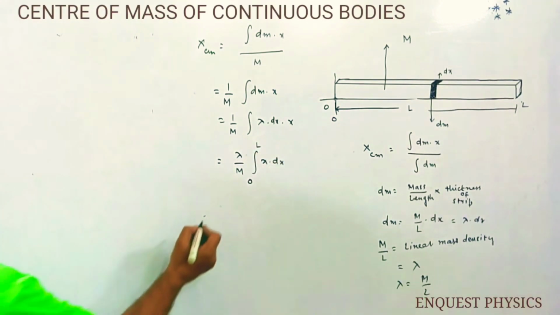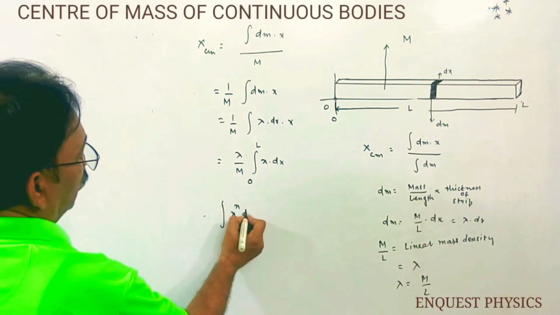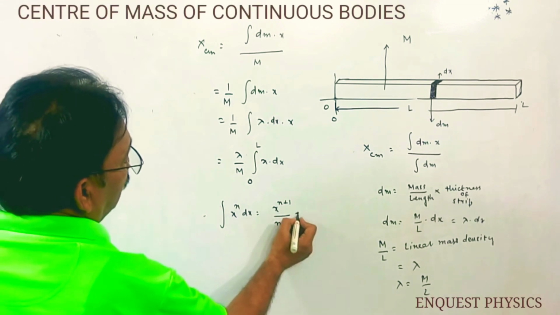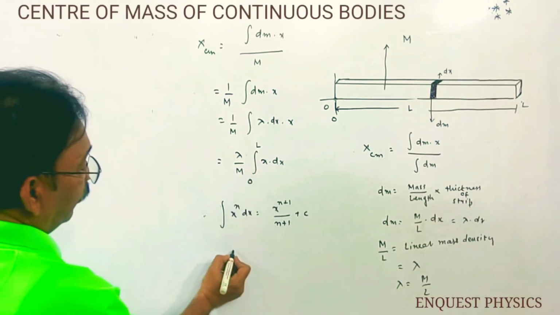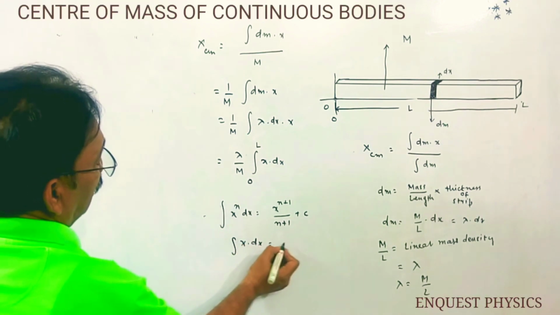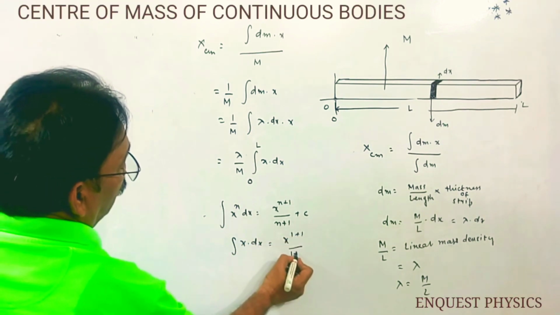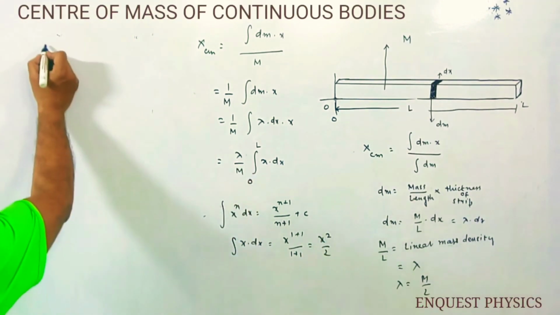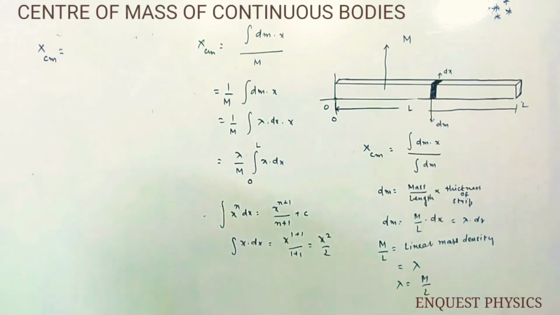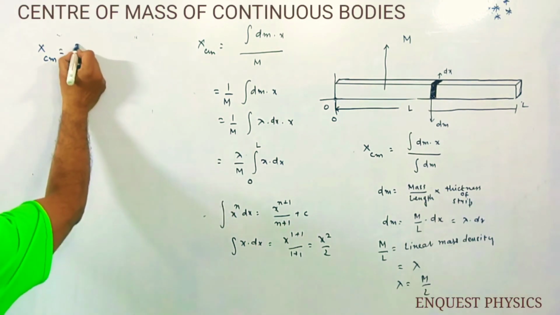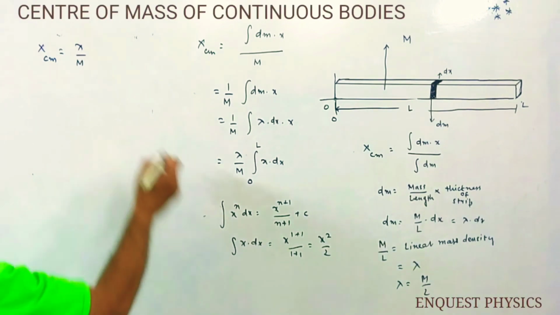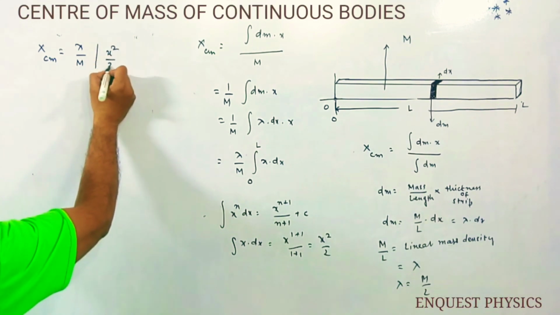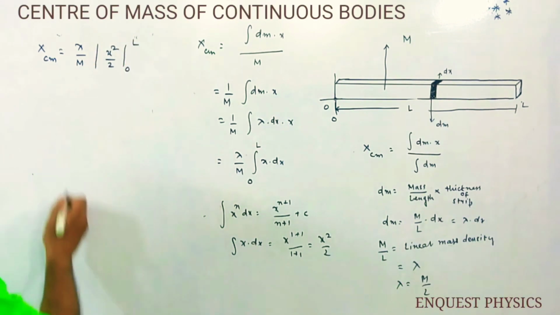Okay students, and you know that integration of x to the power of n into dx is equal to x to the power of n plus 1 by n plus 1 plus c. Here we are integrating x, integration of x into dx is equal to x to the power of 1 plus 1, so 1 plus 1. It is x squared by 2. Now we are substituting this value in this relation. What we get? xm is equal to lambda by m, and we integrated, that is x squared by 2 and the limit 0 to L.